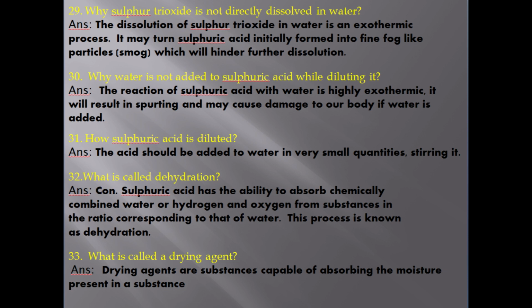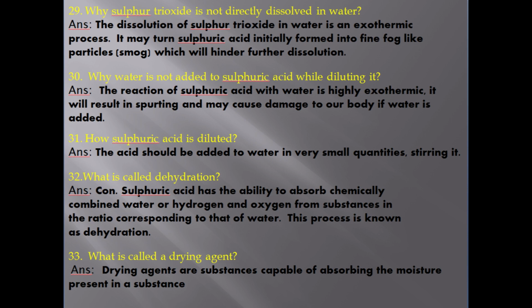How to dilute sulfuric acid? For diluting sulfuric acid, it is added to water in small quantities with stirring. If water is added to the acid, it will result in spurting and may cause burns to our body.